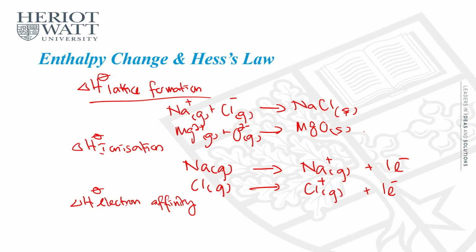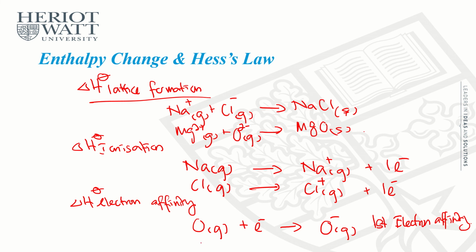Okay, what about electron affinity? Electron affinity is the opposite of ionization, which means you're adding electrons into a gaseous atom. So let's say, for example, I have gaseous atoms of oxygen. I add an electron in, and then what do you get? You get O- gaseous ion. This is the first electron affinity of oxygen. Then you can further add another electron because oxygen needs 2 electrons to achieve a stable configuration. So from O- gas plus e- again, the second electron added in, you get O2- gas. This is the second electron affinity.